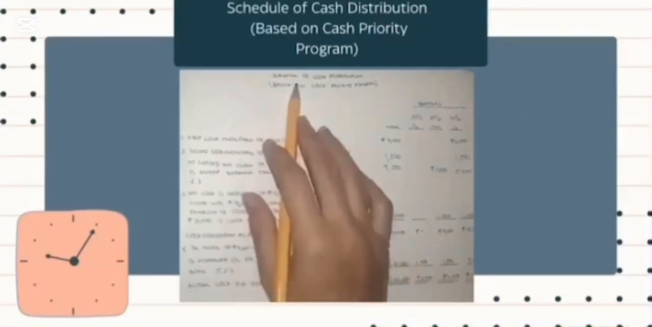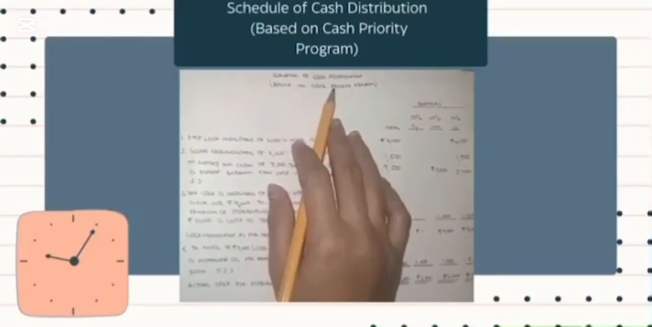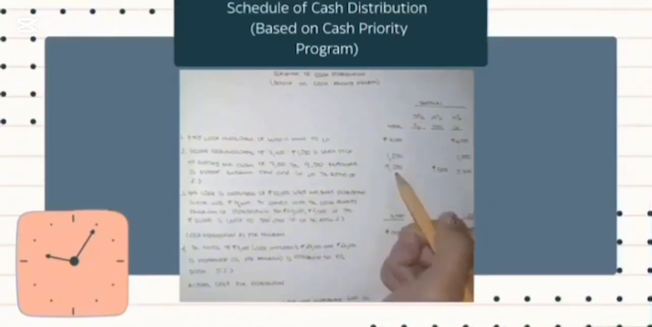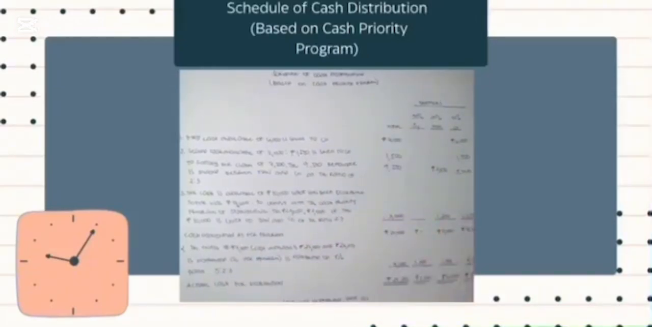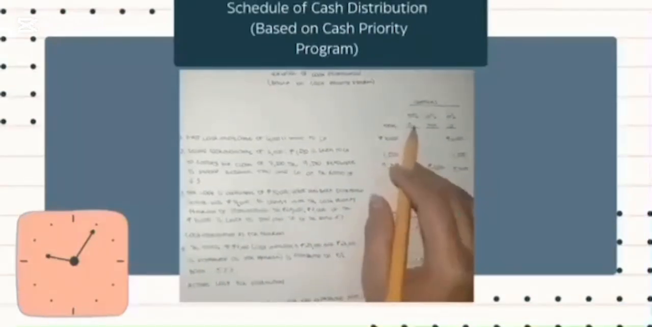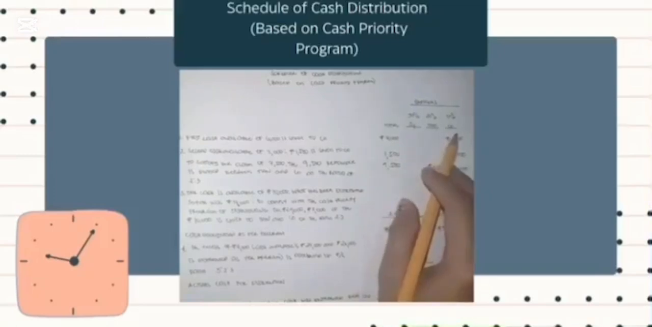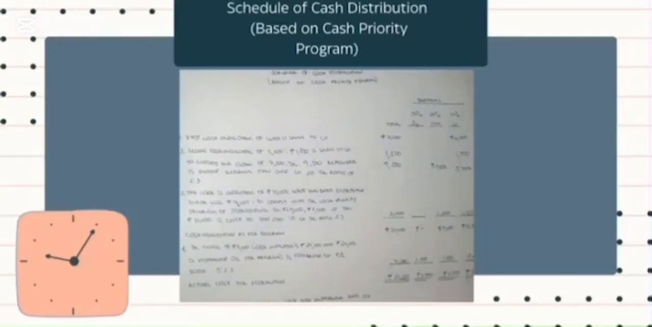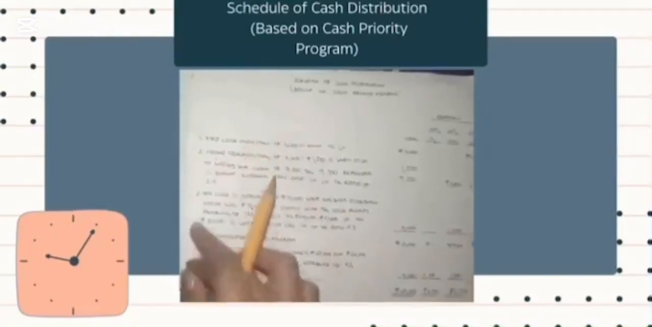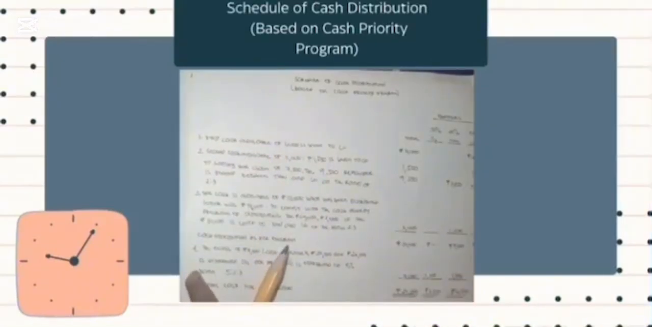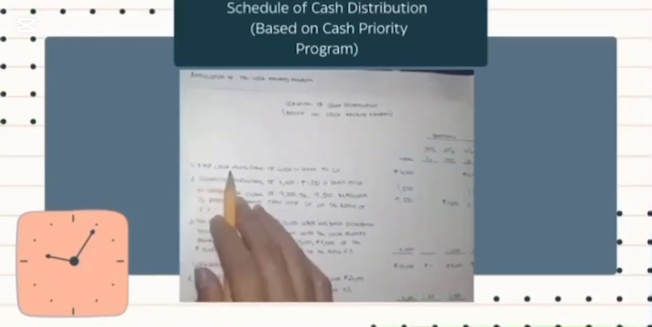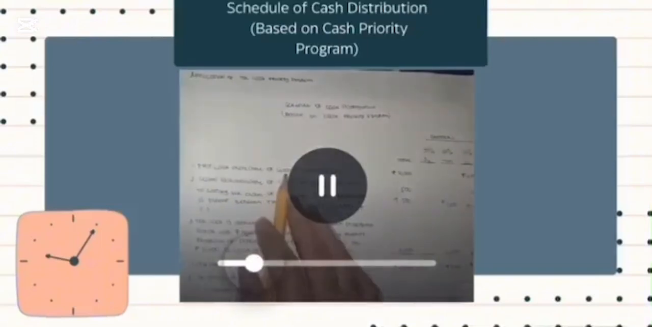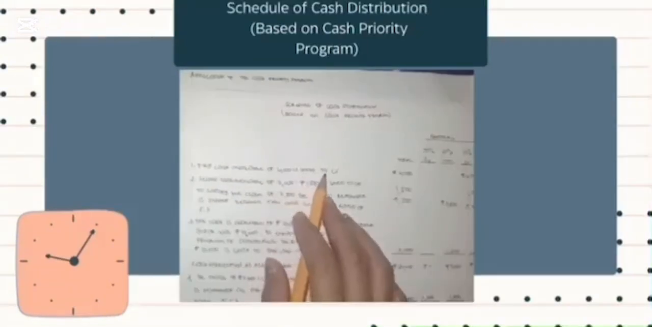Next is the schedule of cash distribution based on the cash priority program. This schedule shows how available cash is distributed to partners Sai, Tan, and Co according to their priority program. This distribution process is divided into 4 steps based on the cash received on different installments. First, cash available of 6,000 is given entirely to Co.